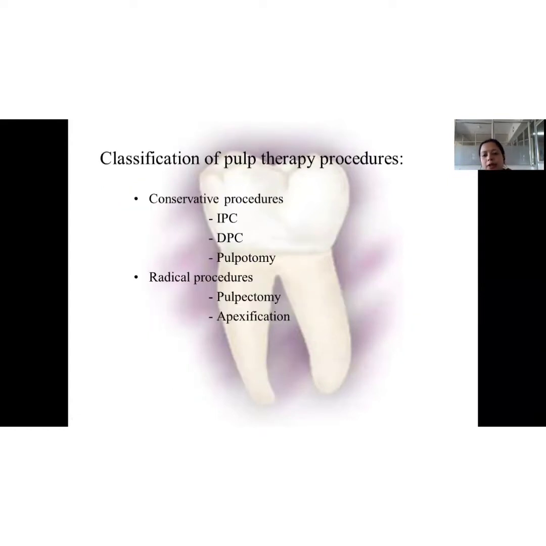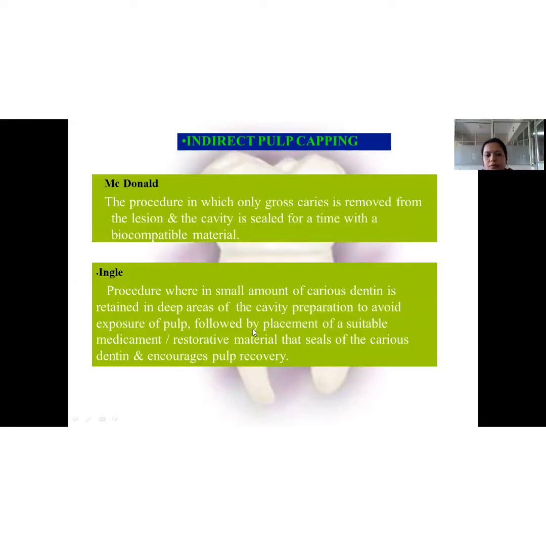Now, what are the pulp therapy procedures? Basically, conservative procedures, where there is not much removal of your tooth structure, and radical procedures. Now, conservative includes indirect pulp capping, direct pulp capping, pulpotomy, and radical means pulpectomy. Now, indirect pulp capping.